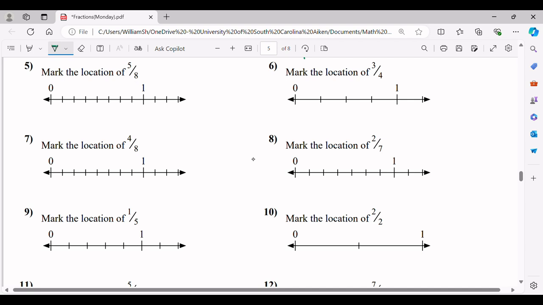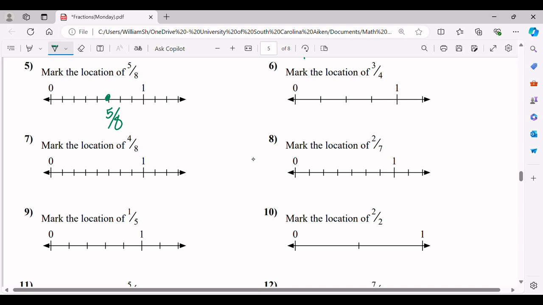5 wants us to mark the location of 5/8. Let's make sure it's broken into 8. 1, 2, 3, 4, 5, 6, 7, 8. It is. There's 8 ticks between 0 and 1. Alright, so we want to mark 5/8. So we need to count to 5. 1, 2, 3, 4, 5. This one right here should be 5/8.